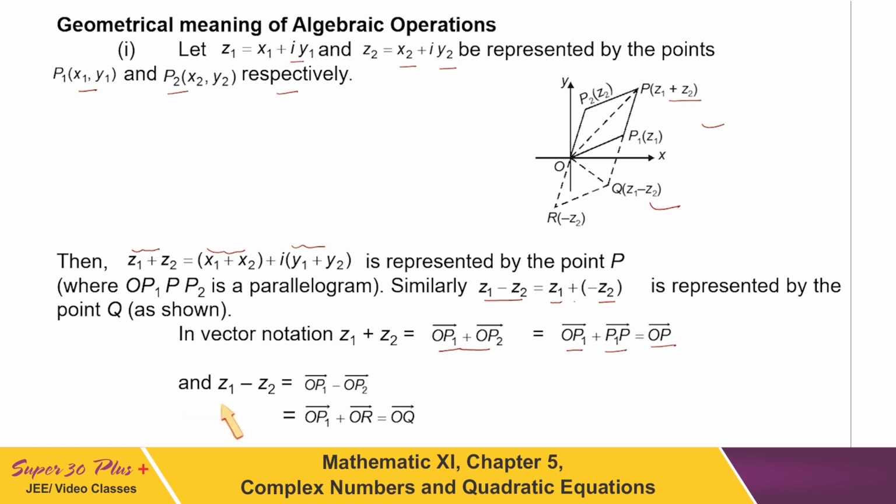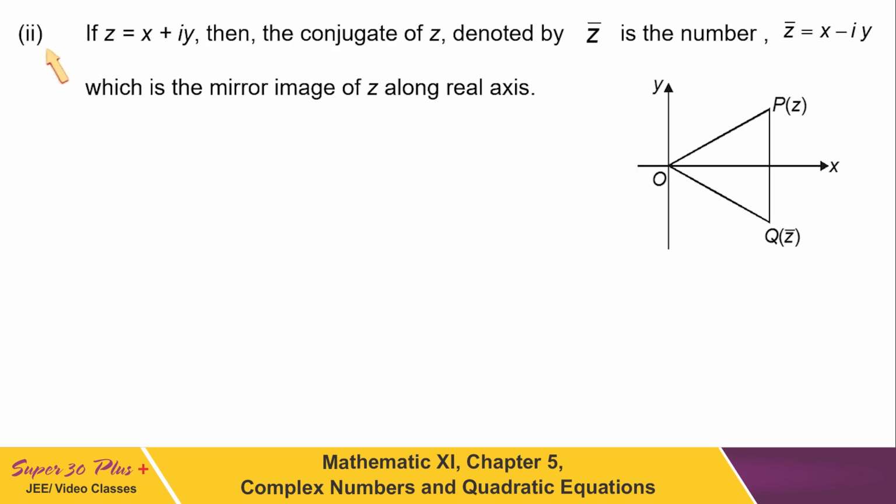And z1 minus z2 is equal to OP1 minus OP2 vector. OP2 is equal to minus OR. So we can write OP1 plus OR vector, and it is equal to OQ vector. Meaning the sum of complex numbers is represented by OP vector and the difference of the complex numbers is represented by OQ vector. Point number two, how we can represent a conjugate.